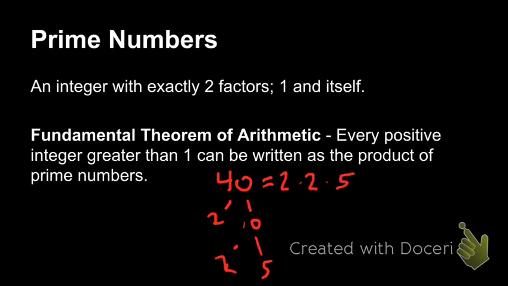Alright, now I'm missing something. I messed up. That's 2 times 20. Wow, that was silly. So it'd be 2 times 10, and that breaks down as 2 times 5. So I was missing it too. Boom, there you go. So that's the fundamental theorem of arithmetic, and we'll work a lot more with those later when we do radicals and rational exponents.